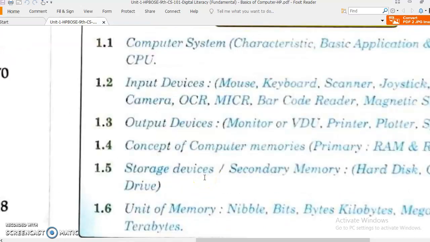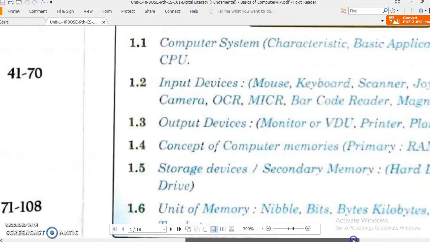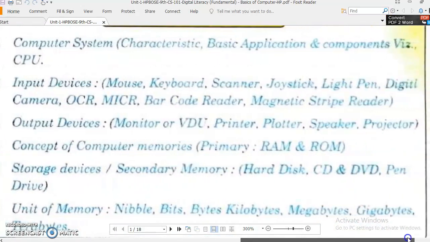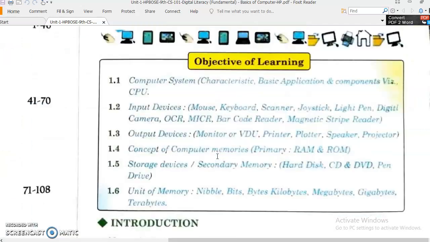Next is input devices, in which we will cover the various input devices like mouse, keyboard, scanner, joystick, light pen, digital camera, OCR, MICR, barcode reader, magnetic tape readers. Then we will study the output devices: monitor or video, printer, plotter, speaker and projector.